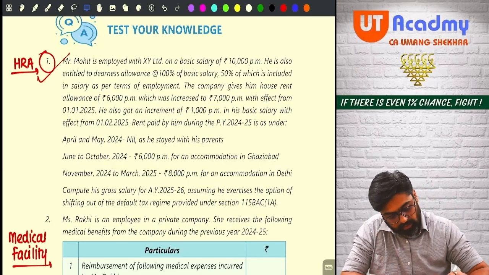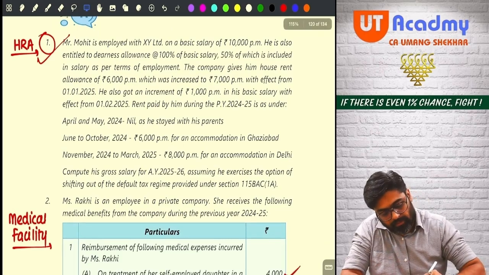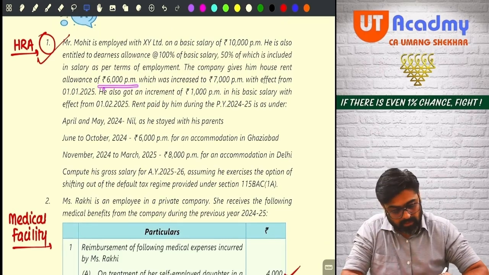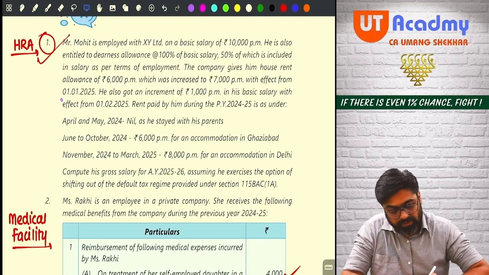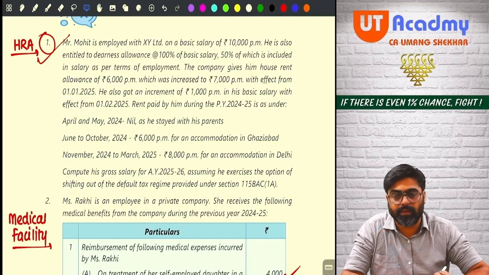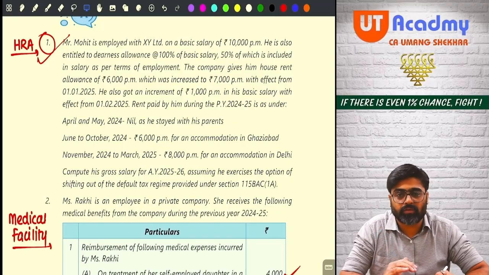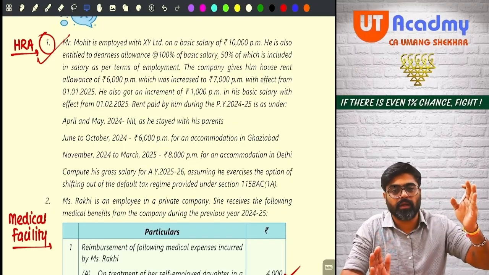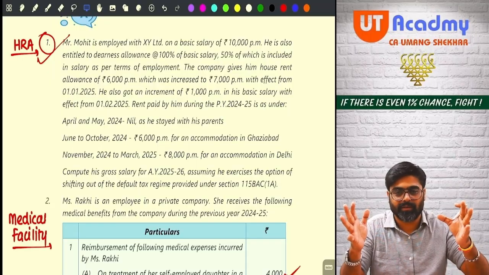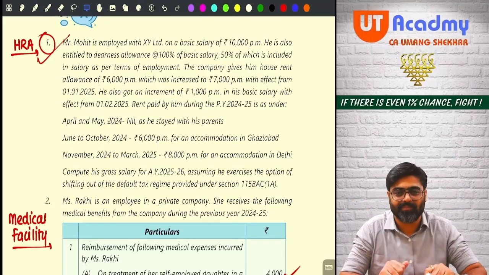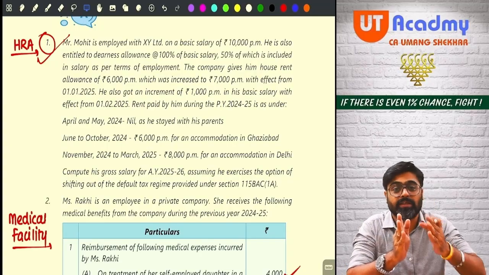Next one. The company gives him HRA of rupees 6,000 per month, which was increased to 7,000 per month with effect from 1st January 2025. Meaning that I was thinking that the HRA for the full year is same, so I'll be able to calculate the HRA exemption for the full year. But now I cannot do that, because my HRA amount has been changed from January.